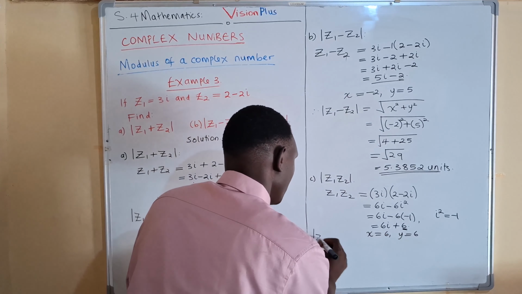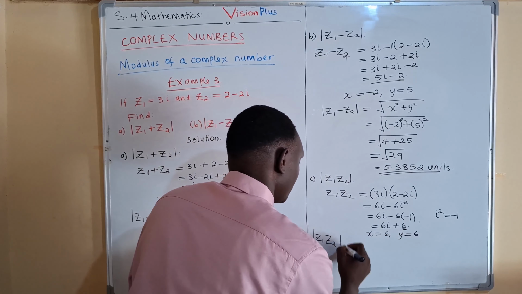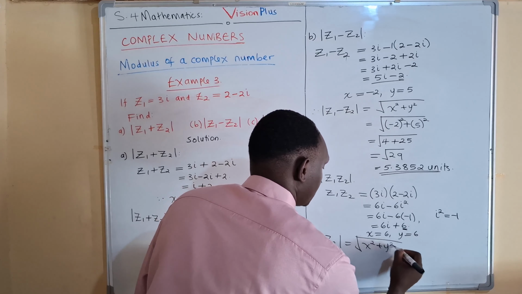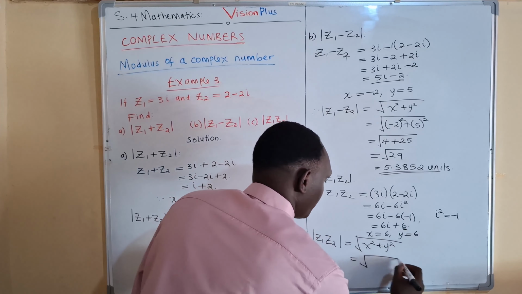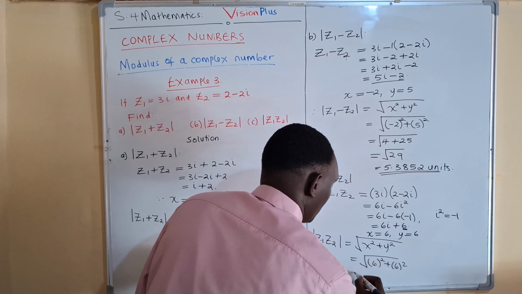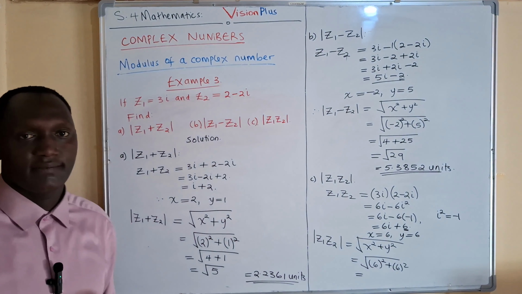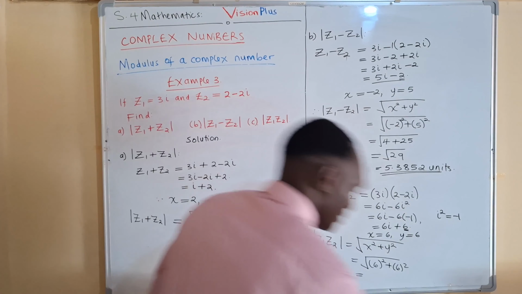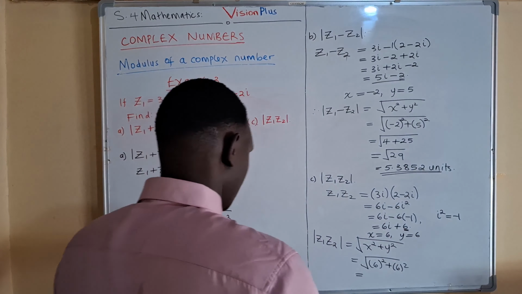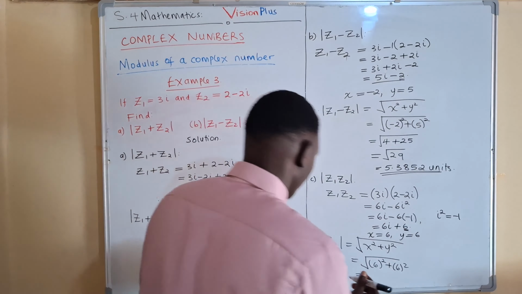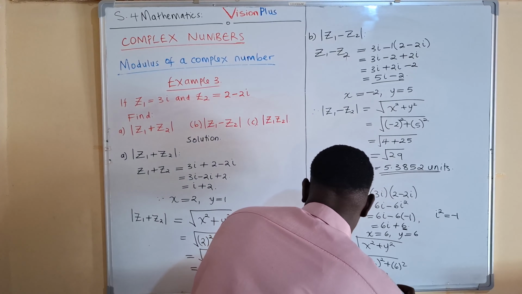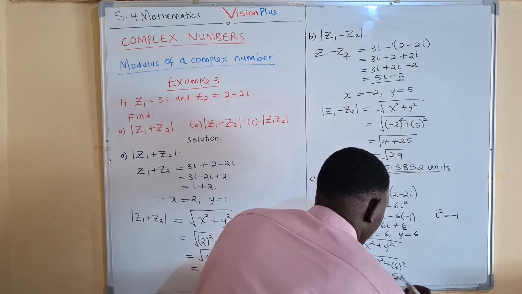Therefore, now the magnitude of z1 z2, remember the formula is the square root of x squared plus y squared. This gives us now the square root of 6 squared plus 6 squared. What is 6 squared? 36. 36 plus 36, you get 72. Then you take the square root of 72. It is 8.4853 units.